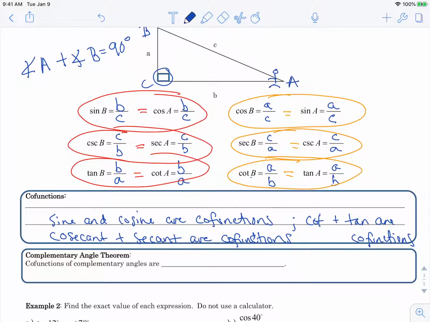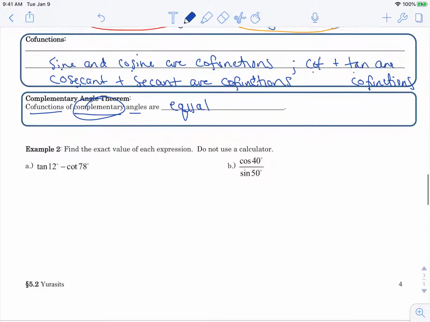So what I'm seeing here, and the fact that the two angles we're dealing with are complementary, is telling me that cofunctions of complementary angles are actually equal. But they have to be complementary. All right, so they have a pair. So sine goes with cosine, secant goes with cosecant, and cotangent goes with tangent.